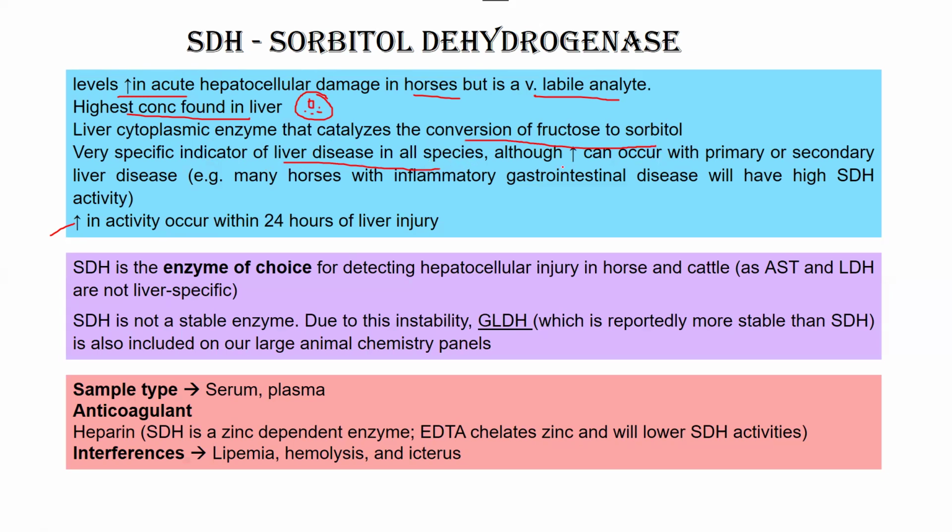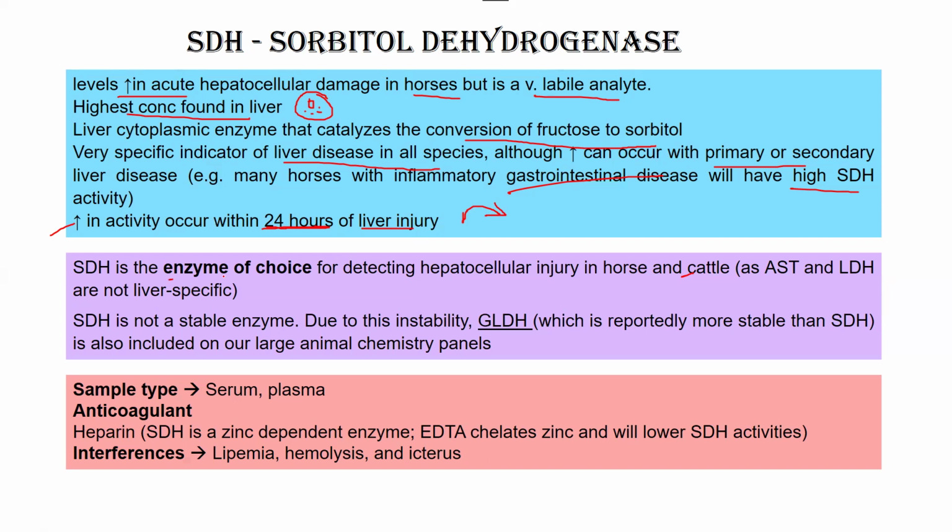But you should remember one more thing: not only liver diseases, but also other primary or secondary diseases can increase it. For example, many horses with inflammatory GIT disease will have high SDH, although it is not a liver disease. So you should know that. Also, SDH activity is going to be increased 24 hours or 1 day after liver injury. So if today liver injury has happened, after 24 hours you are going to see changes in the blood chemistry.